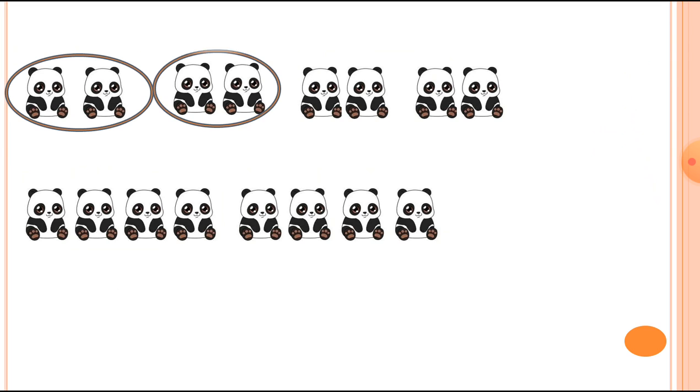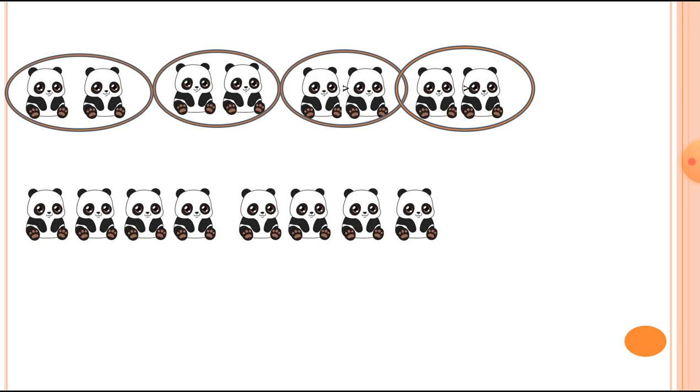Group 1, Group 2, Group 3 and Group 4. Here are 4 groups of the pandas you can see here. So let's number the groups first. Here is group 1, group number 2, here is group number 3 and here is group number 4. So total there are 4 groups, and how many in the 4 groups? There are 2 pandas in each group.